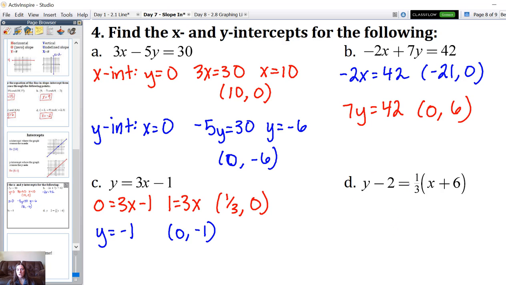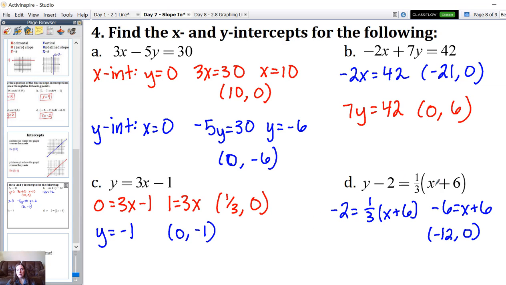And in part D, again, for the x-intercept, we're plugging in 0 for y. So we have negative 2 equals 1/3 x plus 6. Now this is one of those situations where you can either distribute the 1/3 or go ahead and multiply both sides by 3. I'm going to multiply by 3. So we have negative 6 equal to x plus 6. And then when we subtract 6 from both sides, we get negative 12. And our y value was 0.